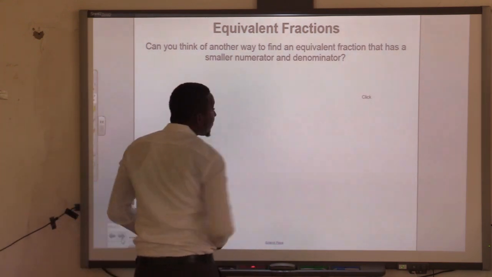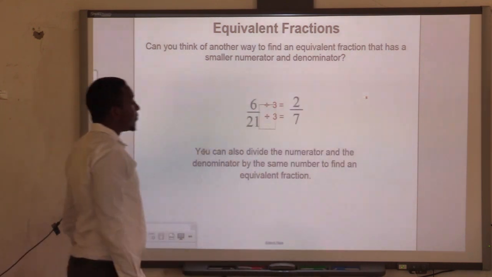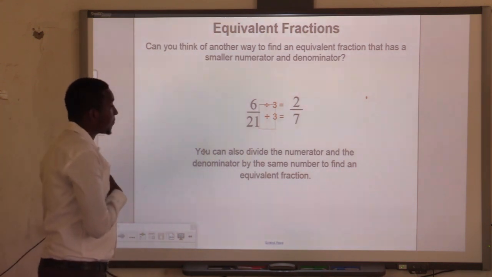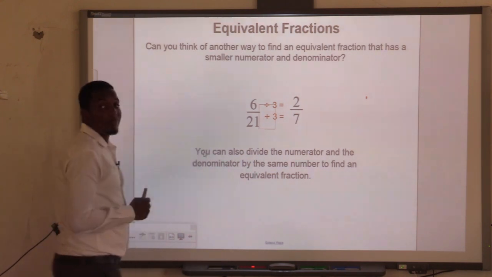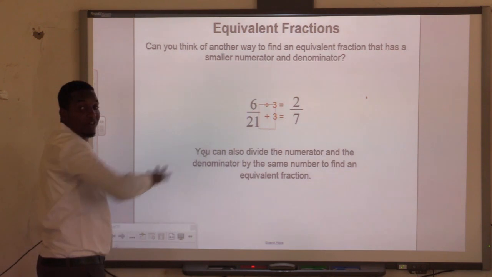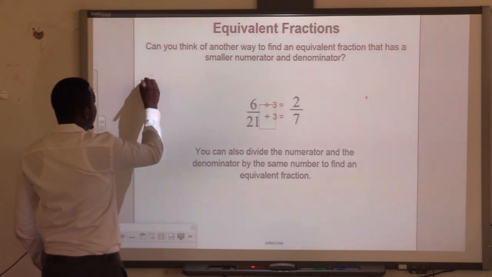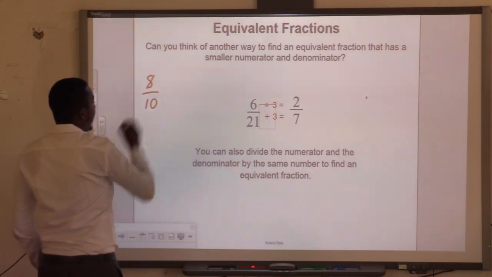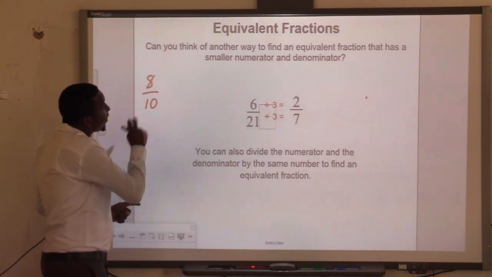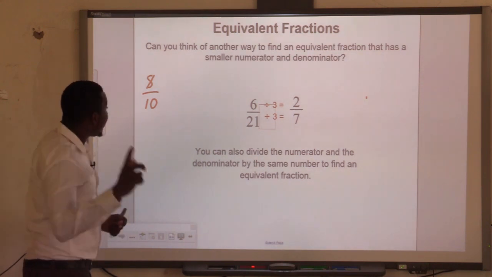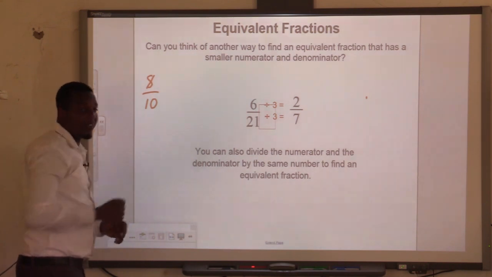Yes, it's possible. That is how it is done. I will take you through. Maybe we'll have our own, and then we discuss what is written over there. Let's say we have 8 all over 10. We have a fraction. We want to have an equivalent fraction that has a smaller numerator and a smaller denominator than the one that we have here.